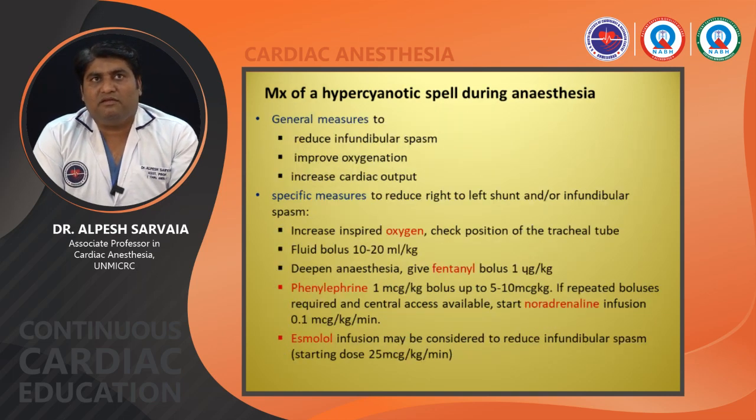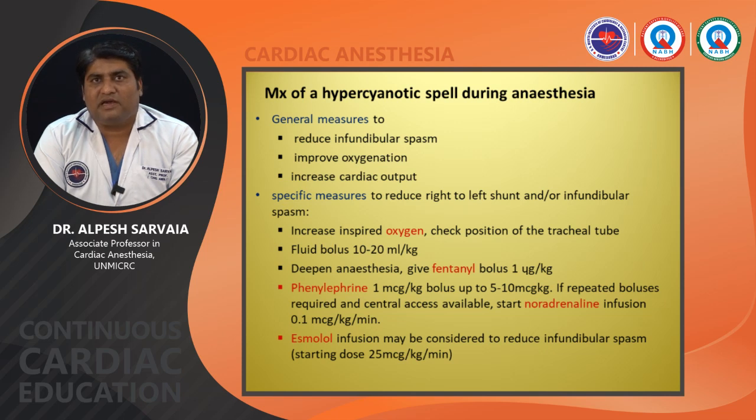Now, the main measures to control the hypercyanotic spells during the perioperative period are to reduce the infundibular spasm, improve oxygenation, increase the cardiac output, and specifically reduce the right to left shunt across the VSD. For that, we can increase the inspired oxygen, check the position of the tracheal tube. A fluid bolus may be given at 10 to 20 ml per kg.